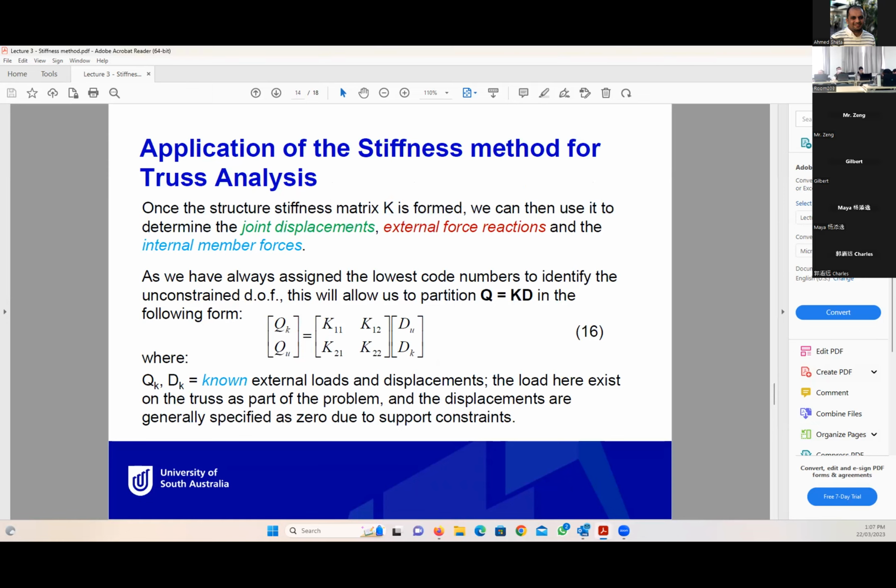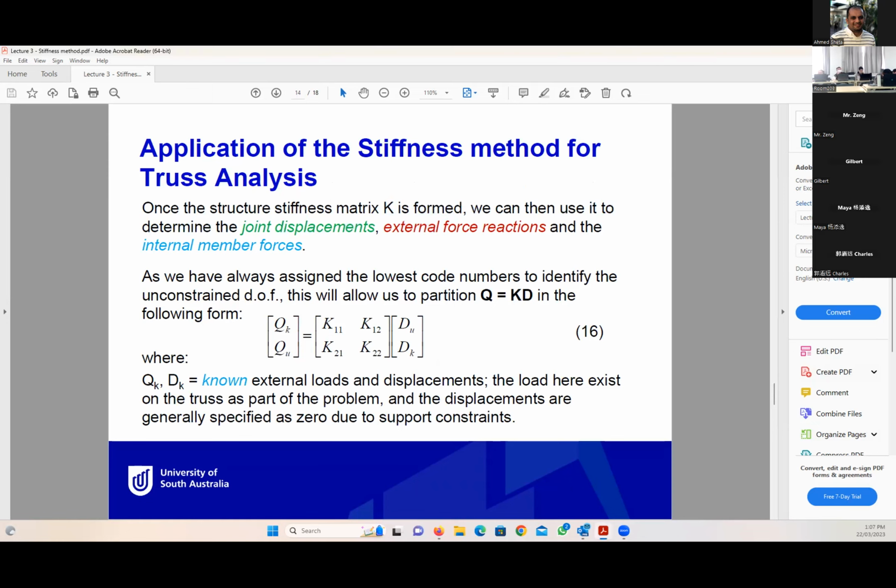Okay, so in our truss analysis using the stiffness method, we have some displacements known and some displacements unknown. The unknown displacements here are 1 and 2. The known displacements are 3, 4, 5, 6.